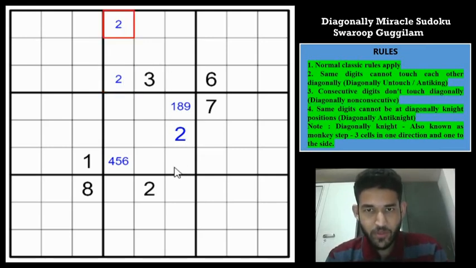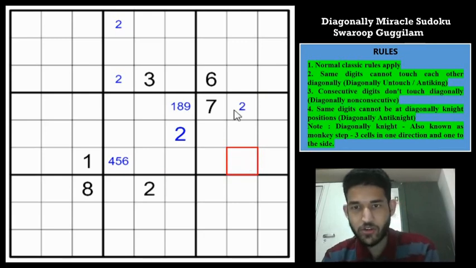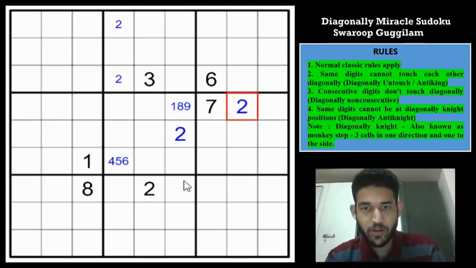Okay. So let us look at this 2. So 2 can't be in these two cells and 2 can't be in these three cells using the monkey's movement from this cell, right? So which means that 2 is either in this cell or this cell, right? But this 2 is at a monkey step away from this cell. So you can place the 2 here, right? Because 1, 2, 3 and 1 step in perpendicular direction.